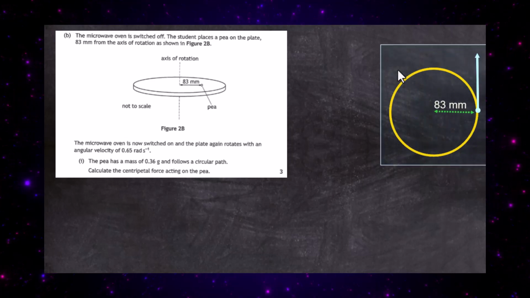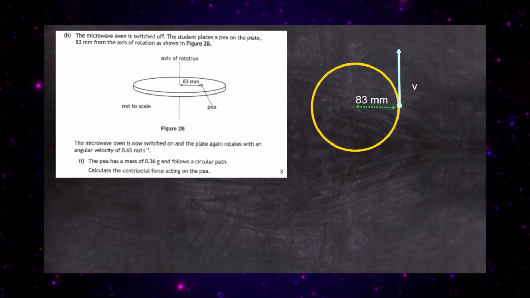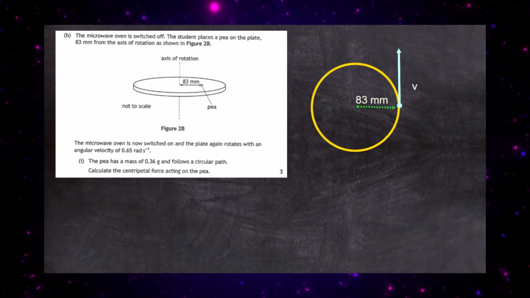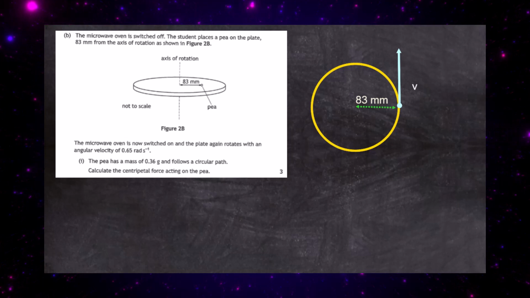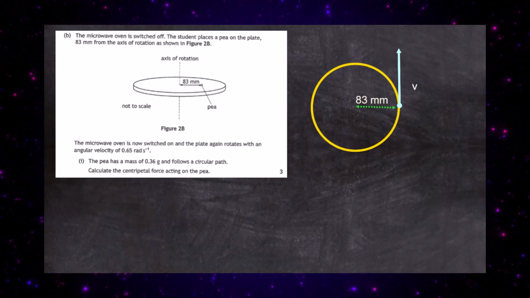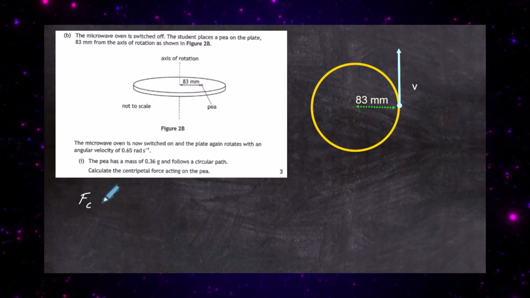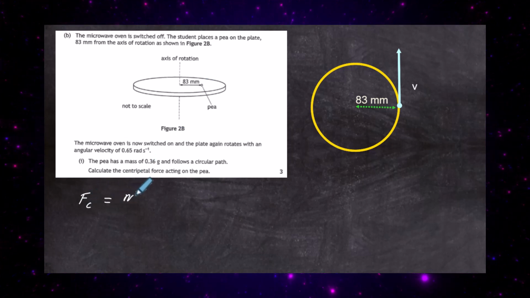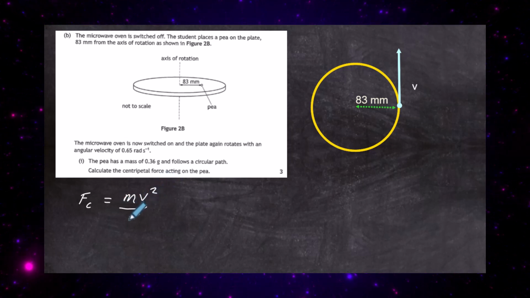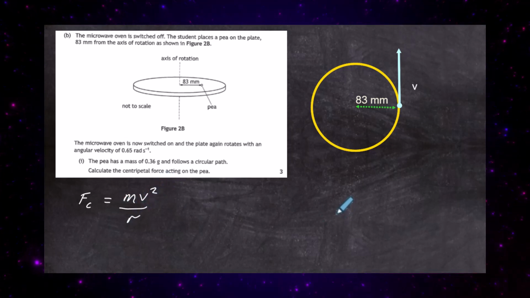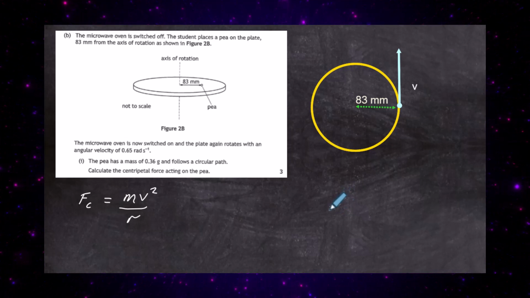Well, if we bring in an overhead diagram of this, we can see that the P is sitting 83mm from the centre of a circle, and it's got a tangential velocity of V. Now to find the centripetal force, all we have to do is use the following equation. Centripetal force Fc is equal to the mass times the tangential velocity V squared, all divided by R, R being the radius. But we're not told what V is, so we have to exchange V for something else.